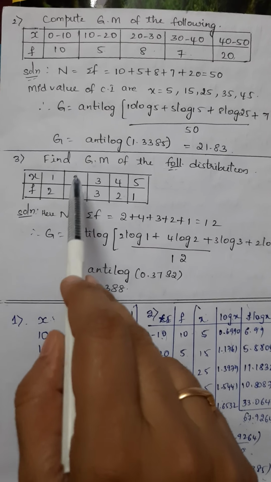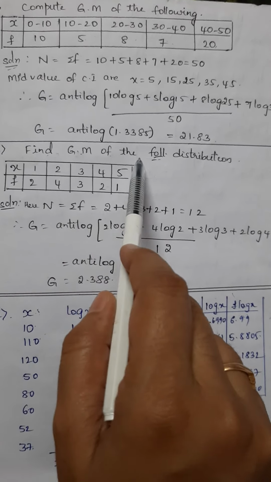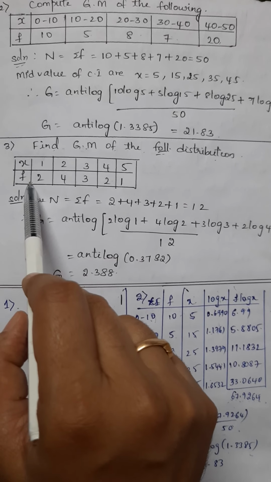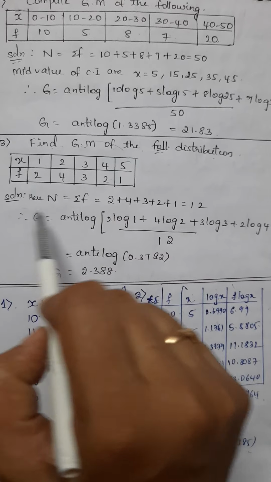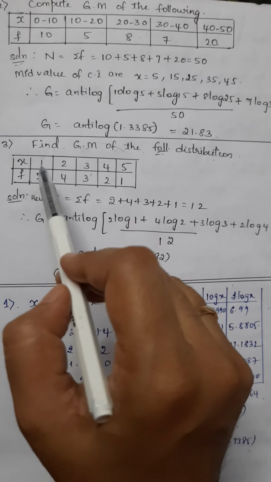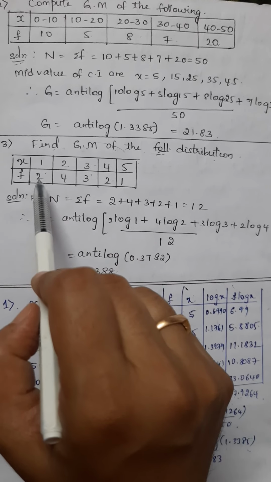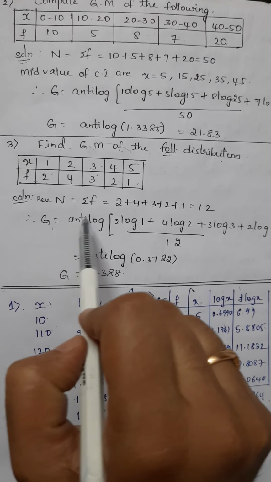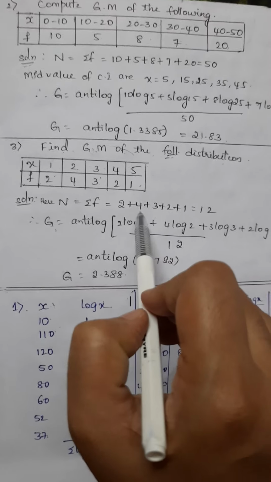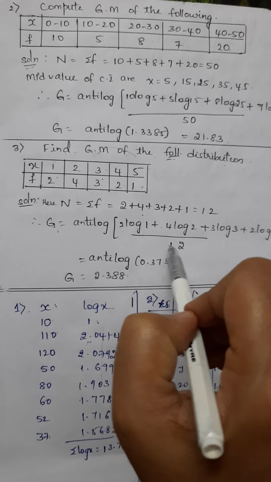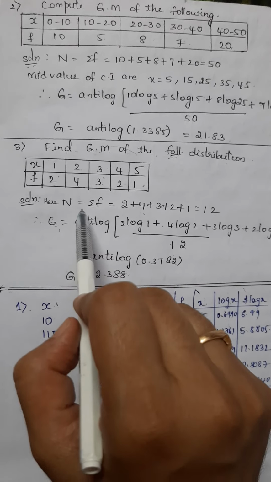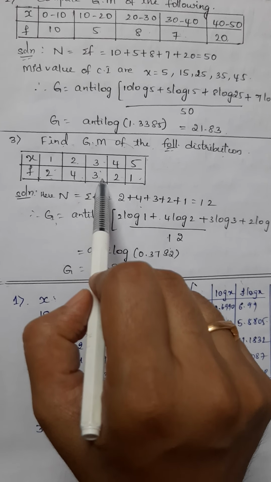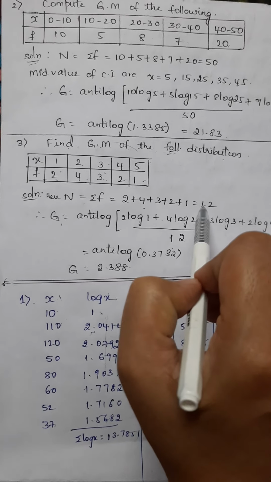We'll take up one more example. Find the geometric mean of the following distribution. Here x values along with frequency distribution is given. That means this problem comes under discrete series. So x values are 1, 2, 3, 4, 5, f values are 2, 4, 3, 2, 1. Then formula is G is equal to anti-log of summation f log x divided by summation f. So we have calculated summation f, that means addition of frequency column. 2 plus 4 plus 3 plus 2 plus 1 gives me 12.